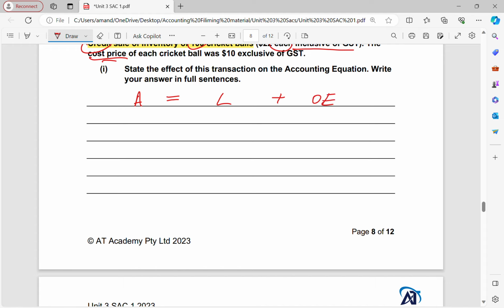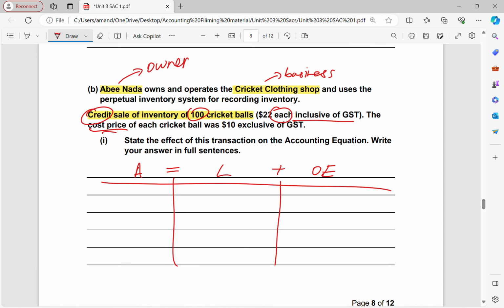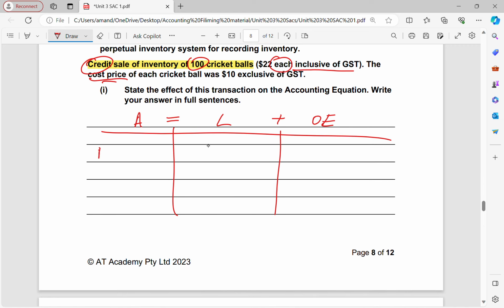I'm just going to do these tables, because after that you just have to put it into words. I think these tables sum up brilliantly what you actually have to do. So this was a credit sale, so accounts receivable will increase. We see 100 times 22, because accounts receivable includes the GST, so we increase accounts receivable by $2,200, right?